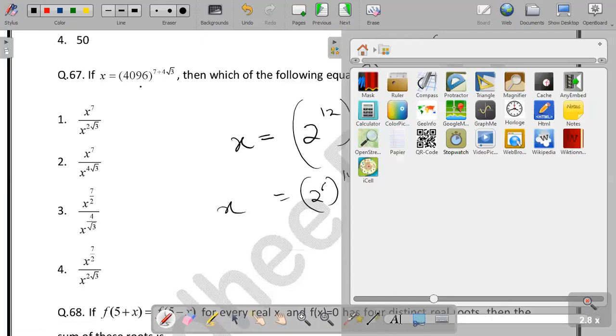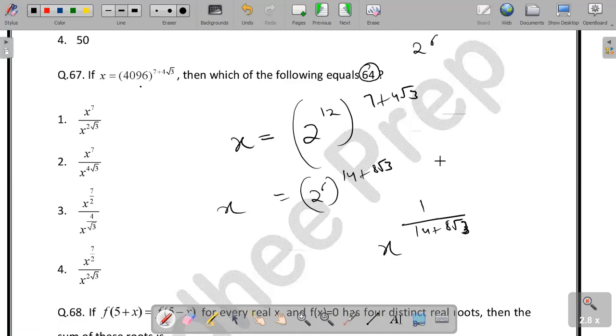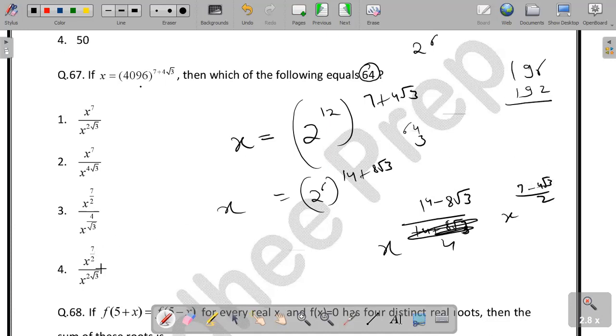Let's see. Okay, let's not use the calculator. Instead, we can do 14 minus 8 root 3 divided by 196 minus 192. 64 into 3 should be 192. So we will remember 4. If I now further simplify this, that is 7 minus 4 root 3 by 2. ठीक है. 7 by 2 minus 2 root 3. This should be the answer. Fine. Perfect.